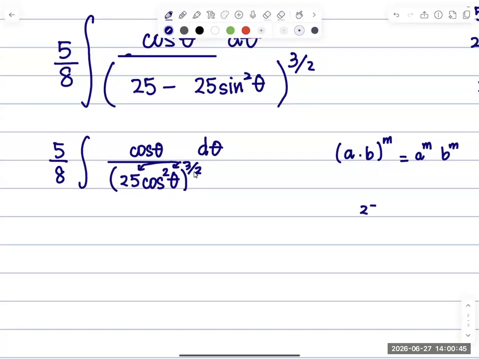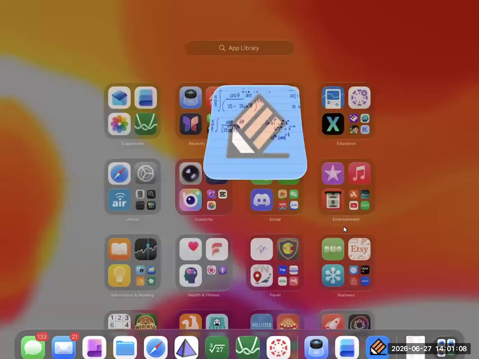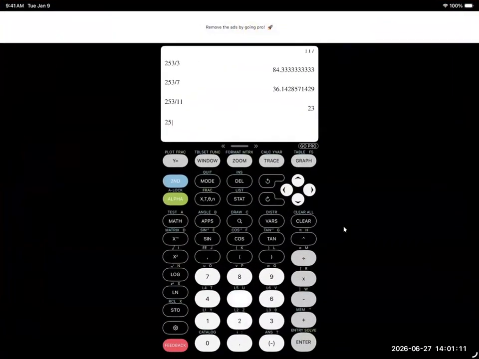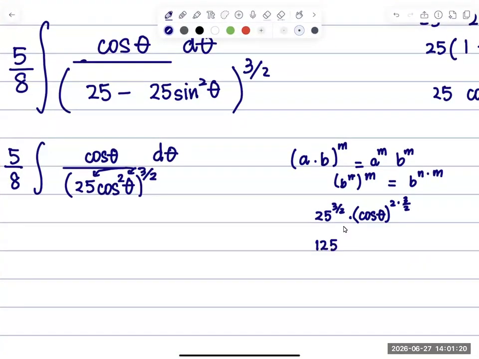So I will have 25 to the power 3/2 times cosine theta to the power 2 times 3/2. Because b to the power n raised to the power m is b to the power n times m, so they multiply the power. And 25 to the power 3/2, if you can do that mentally, that's fine. Otherwise, you use a calculator, and 25 to the power 3/2 is 125. So I will have 125 here, and 2 times 3/2 is 3, so cosine 3 theta.